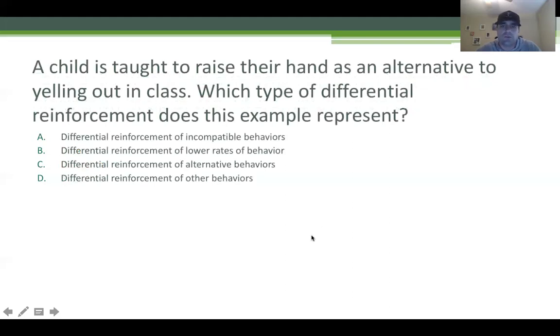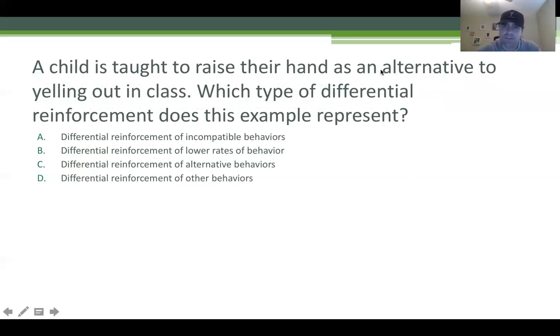A child is taught to raise their hand as an alternative to yelling out in class. What type of differential reinforcement does this example represent? These are going to be one of the hardest questions on the test, the specific differential reinforcement questions. You're just going to have to be very familiar with them. DRA, DRO, DRI. So what are we looking at here? Let's look at our answer choices, which are all differential reinforcements. So what's happening? We're teaching a child to raise their hand as an alternative to yelling out in class.